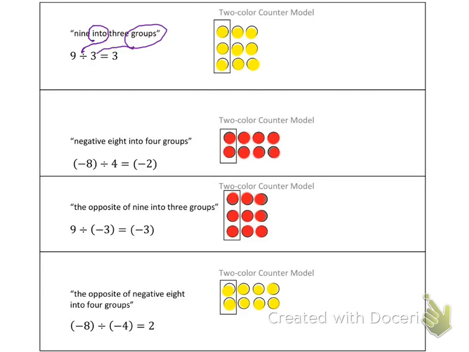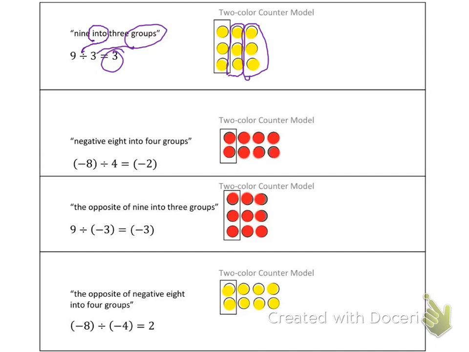So if you have 9, it's a +9 because there's no sign in front of it, and we make it into 3 groups. You can see here where there's one group already for you, and then I'm going to add another group, 2, 3 groups, and in each group we have 3, so our resulting answer is 3.